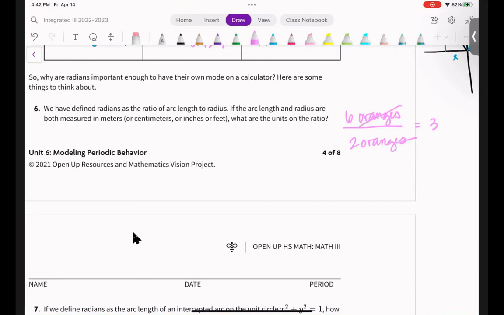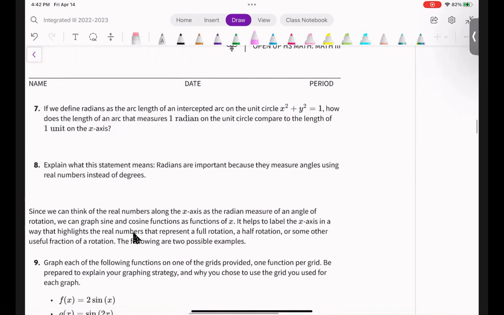So it's almost like, can you think about the units canceling as well? So number 7, if we define radians as the arc length of an intercepted arc on the unit circle, x squared plus y squared equals 1, how does the length of the arc that measures 1 radian of the unit circle compare to the length of the 1 unit on the x-axis?